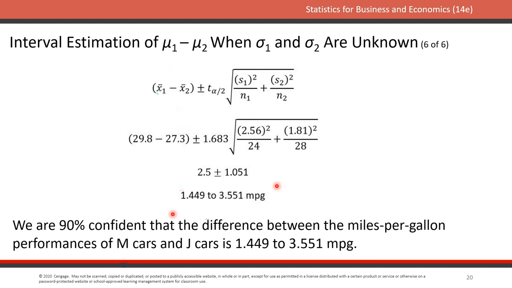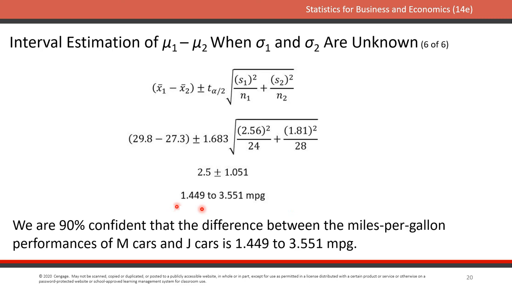This difference, the 0 is not in this interval. Again, 0 would represent 0 difference. This is the size of the difference. So because 0 is not in this reasonable range of values, 0 is not considered a reasonable value. So 0 difference is not considered reasonable based on this data. Reasonable values would be 1.5 miles per gallon to 3.5 miles per gallon. So in this case, it looks like M-Cars is going to have a little bit better performance, at least in terms of miles per gallon.